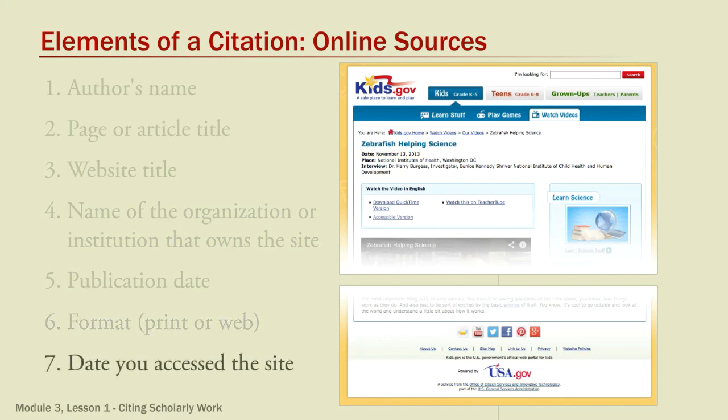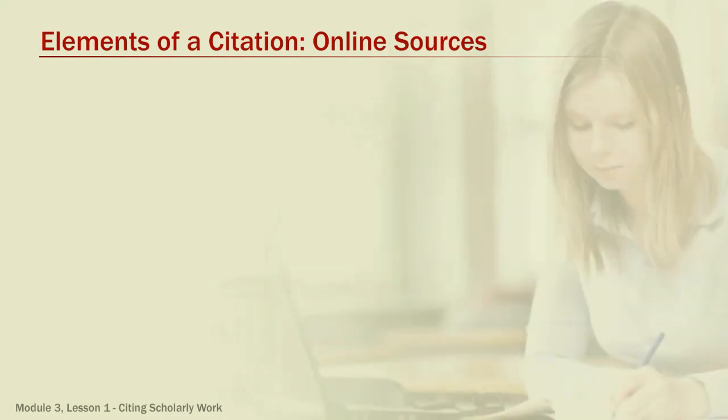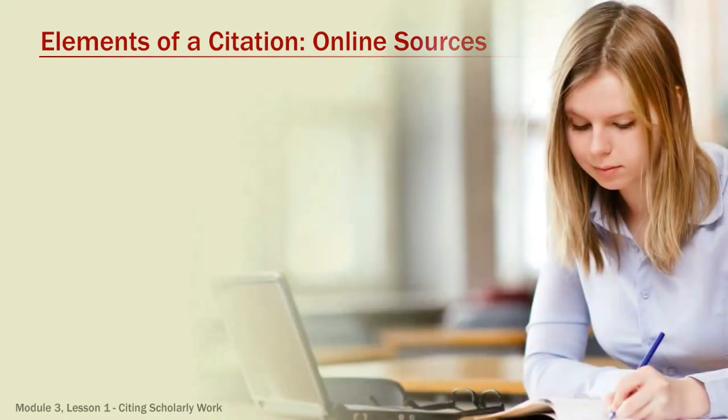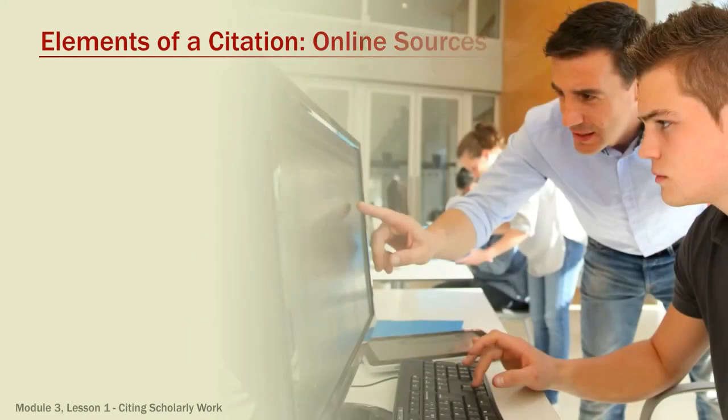MLA style does not require that you include the website's address, but you should record it for your own reference. Some other styles, including APA, do require that the web address be included in a citation. Do you see some common threads among these citations for different types of material? Regardless of what kind of work you're citing, the goal is to record who wrote the work, who published the work, when it was published, and what it's called.